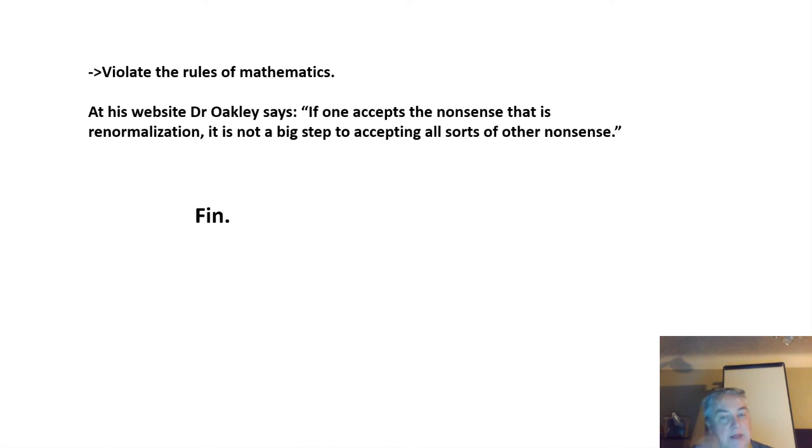He says if one accepts the nonsense that is renormalization, it is not a big step to accepting all sorts of other nonsense. And as I pointed out in my videos criticising special relativity, there is quite a lot of nonsense in that. So accepting one sort of nonsense, you just carry on accepting more nonsense, and that's basically where we are. The mathematics is being fudged, which is nonsense. You're creating nonsense, and that's the state of physics today. And it's not just in physics they're doing that, they are fudging the maths wherever they can.